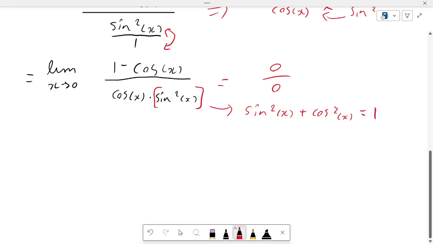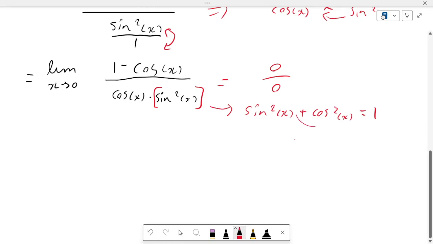And if we want to actually replace the sine square x, we are going to do the following. We are going to make sine square x the subject of the formula, so we can determine what is going to be our new form of sine square x.